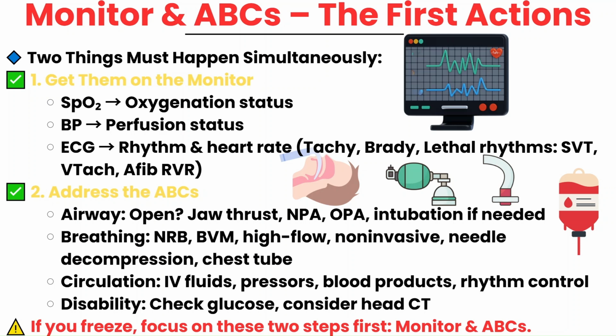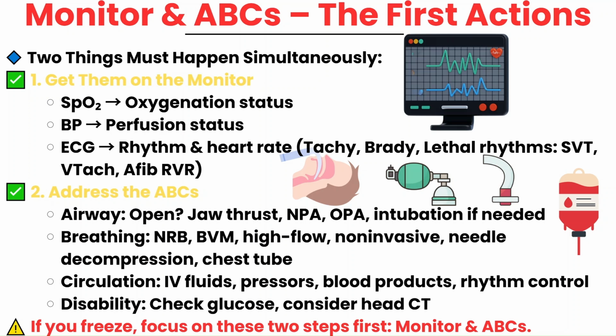The ABCs provide a systematic approach to identifying and addressing life-threatening conditions early. If the patient is talking, their airway is open, but if they show signs of airway compromise, use a jaw thrust, NPA or OPA, or even consider intubation for severe cases like anaphylaxis. For breathing, oxygenation is your first move, whether that's a non-rebreather, bag valve mask, high-flow nasal cannula, or non-invasive ventilation. In trauma patients, this might escalate to a needle decompression or chest tube if a pneumothorax is suspected, and in critical cases, intubation may be necessary.